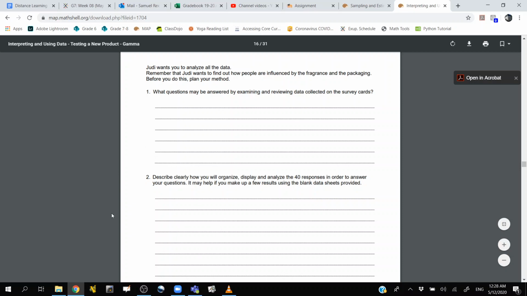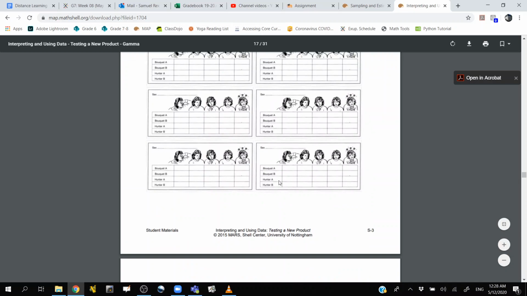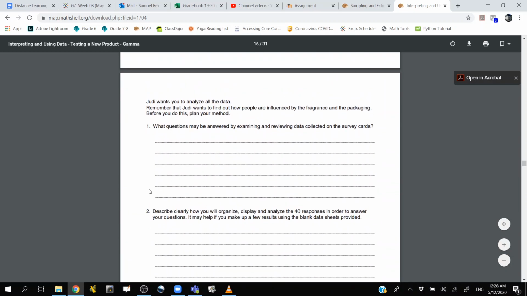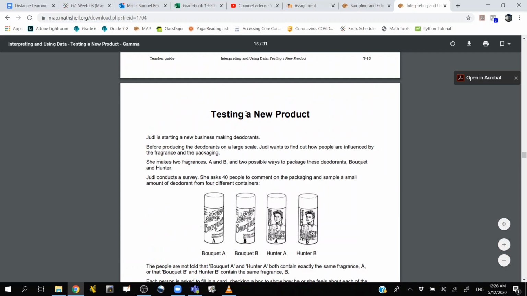When you finish that and submit it, then I will send you a series of ballots. So you can see down here, I have a whole bunch of ballots that are filled out, and I want you then to take those ballots and make a choice. Tell me what's the best that Judy with her business can do. Those are the 2 activities you have the options for. If you choose the testing a product, let me know when you finish the first part, and I will send you the ballots.